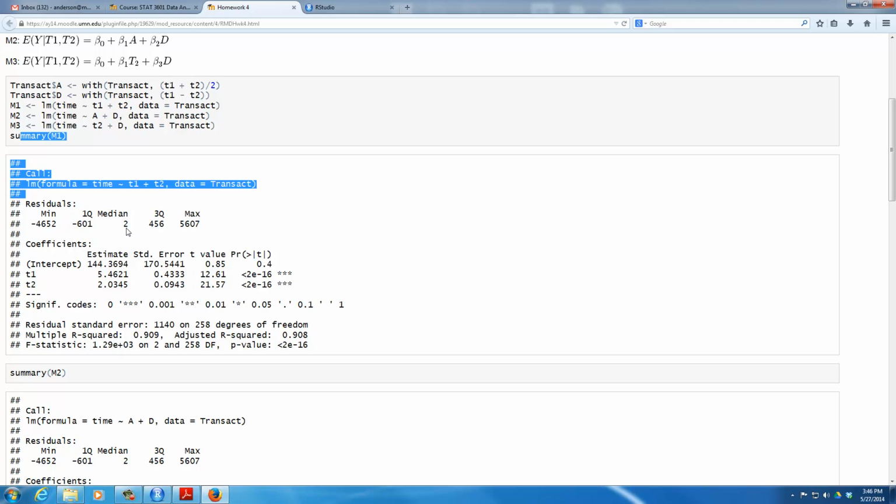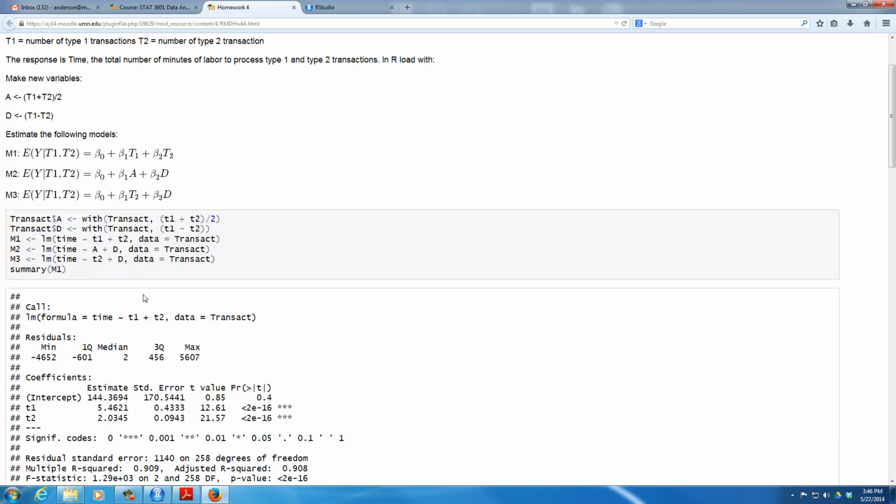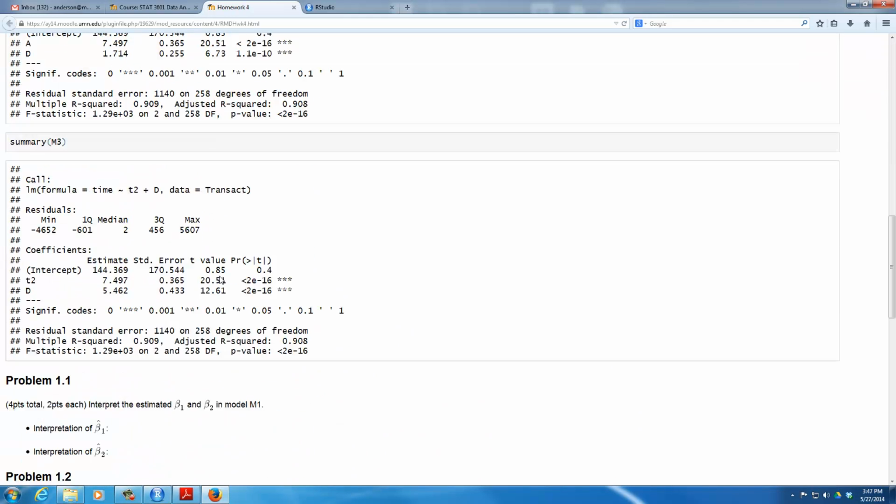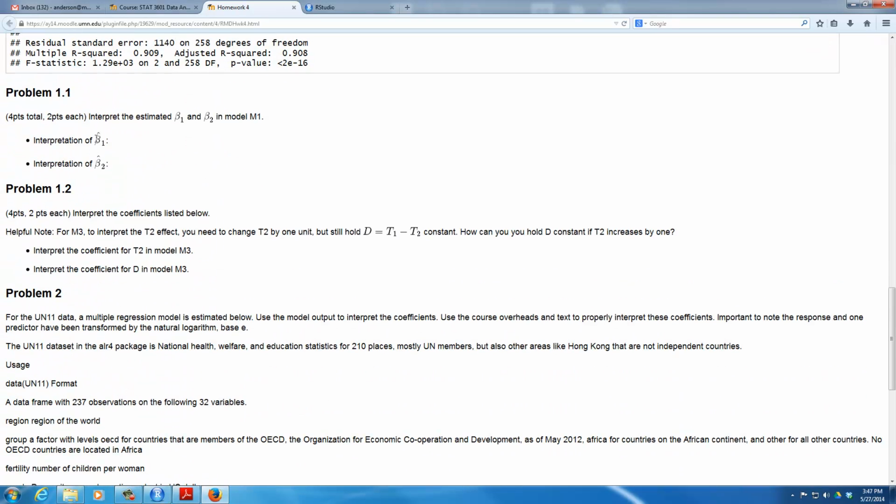And here is the summary for M1. Here is the beta hat for the type 1 transactions. Here is the beta hat for the type 2 transactions. And so these are the numbers that I'm asking you to interpret for beta 1 and beta 2. They're estimates of the real beta 1 and beta 2. So please interpret those using the form that has been talked about in the overheads for this section. 2 points for each of those.